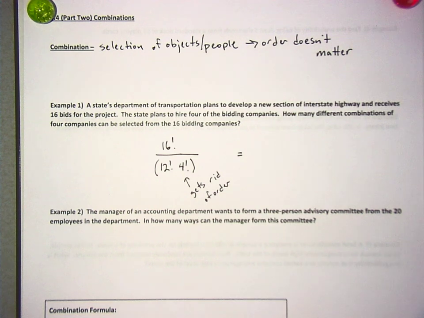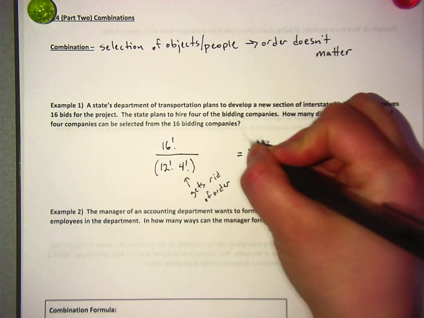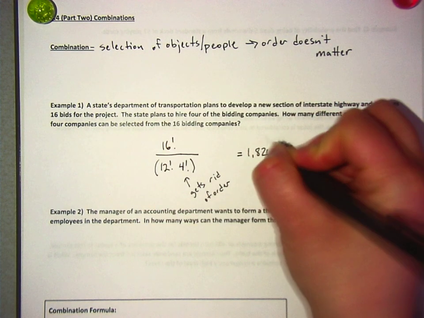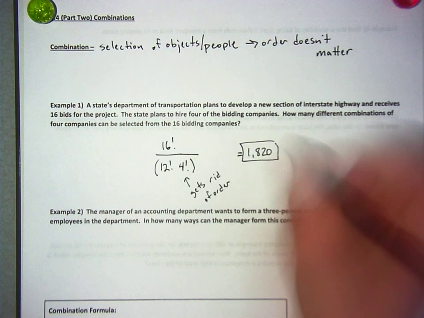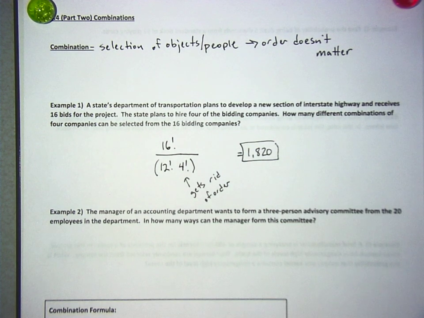Did you guys get 1,820? Okay. Same thing here, manager of an accounting department wants to form a 3-person advisory committee from the 20 employees in the department. In how many ways can the manager form this committee?